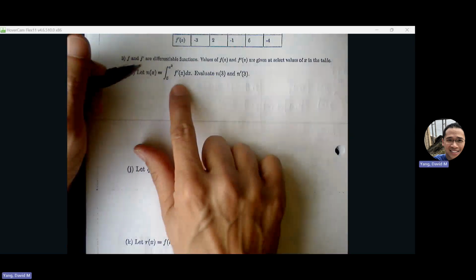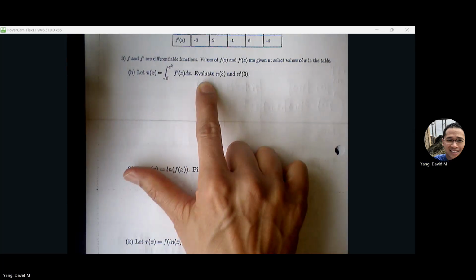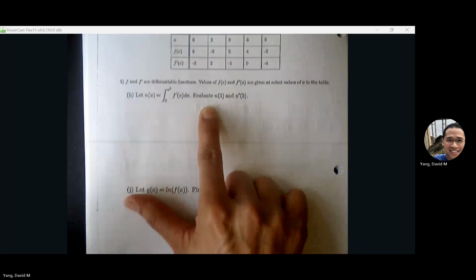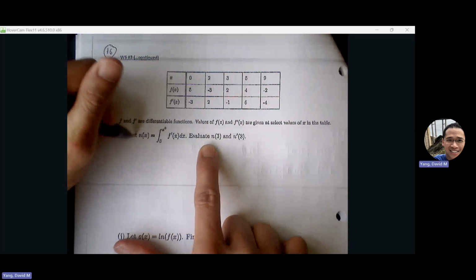Okay, let n of x be equal to the integral from 0 to x squared of f prime. Okay, evaluate n of 3. N of 3, we're just going to plug directly into our formula here.